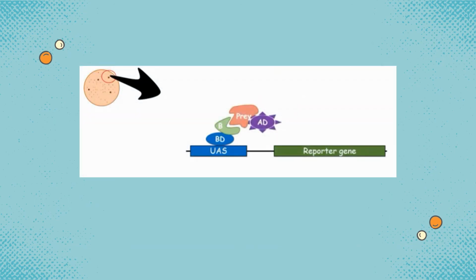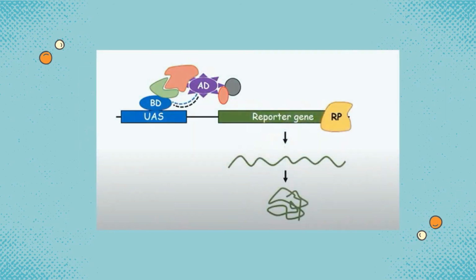Inside the transformed cells, the product of the first plasmid, that is the fused BD and bait, comes and binds to the upstream activation sequence. If the second target protein, prey, interacts with the first protein, then the BD and AD fragments come in close, leading to the recruitment of the transcription activation complex, which brings upon expression of the reporter gene.